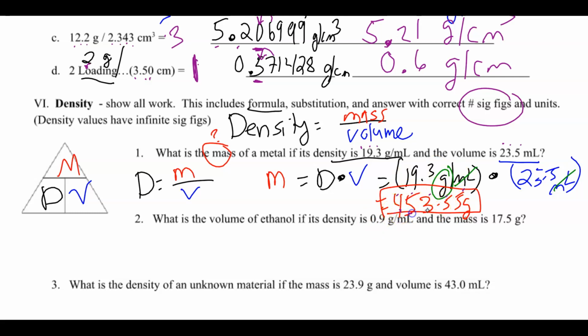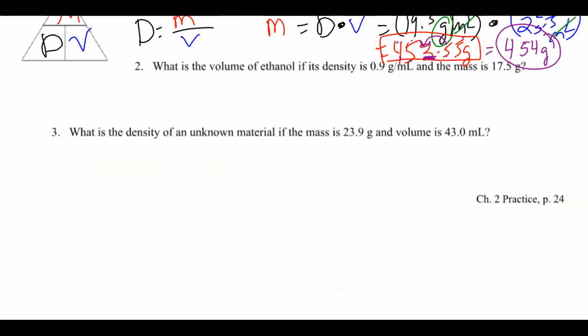So 1, 2, 3. Look to the right. The 5 will bump the 4 up. So my final answer is 454 grams of this unknown metal, which if you look it up on the table, this actually is going to be gold. Okay, let's see your next one.